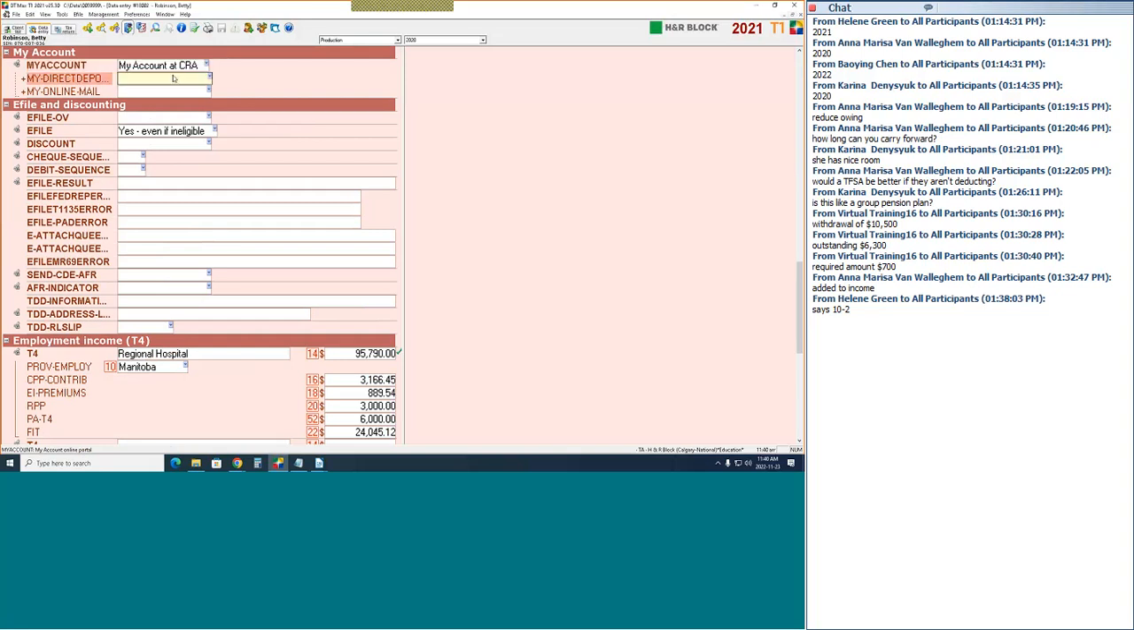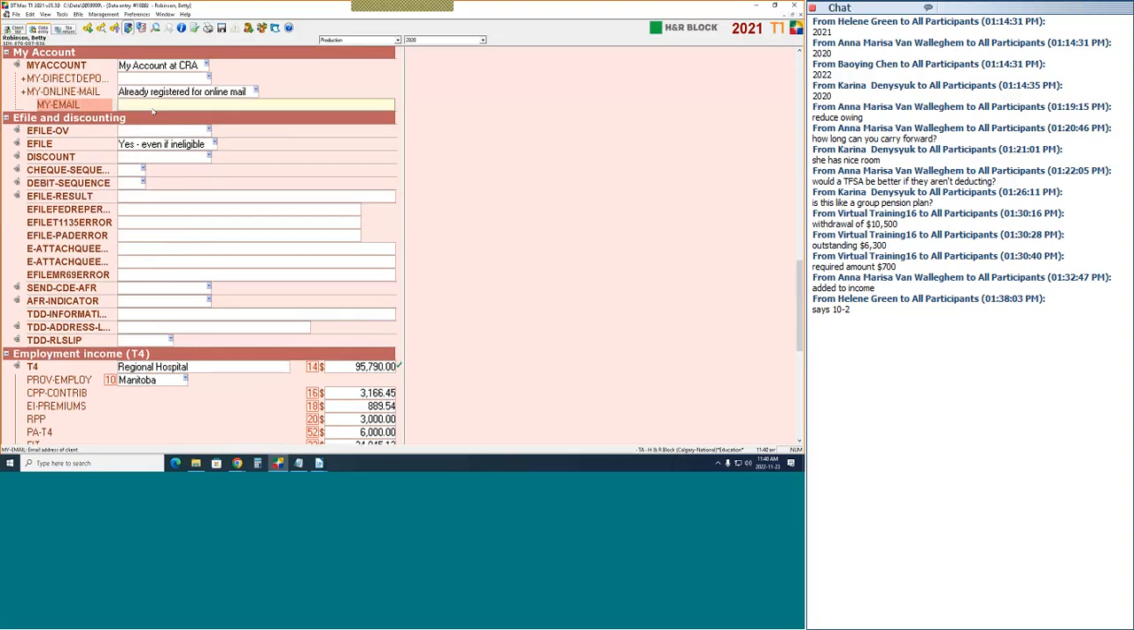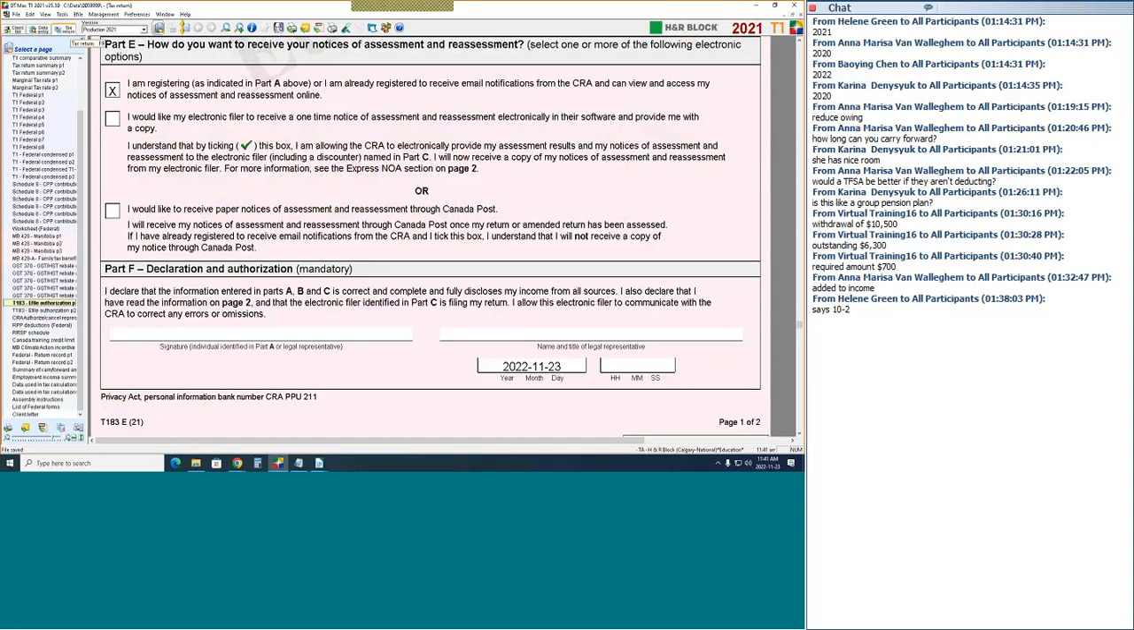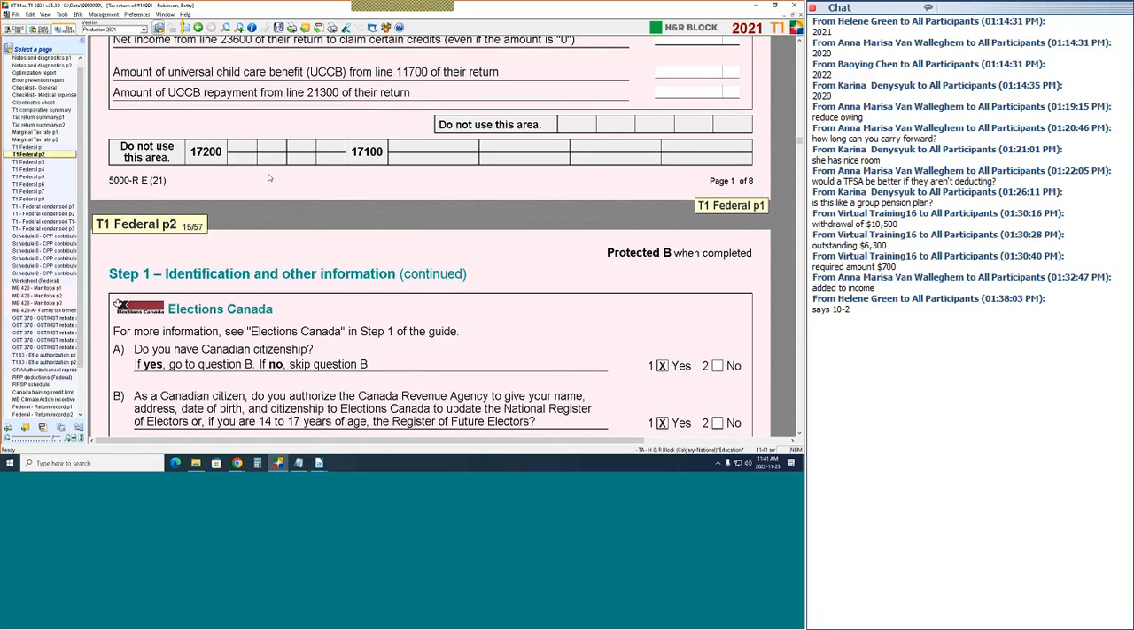If you go to keyword, my account at CRA, you're going to have an option, which is my online mail. If you have a client who's already signed up for online mail, you're just going to say, already signed up for online mail. You don't need to enter an email address again. Just say already registered. If I say already registered, it should, and it's not going to do it because it's a student program. The student program is a little bit buggy.